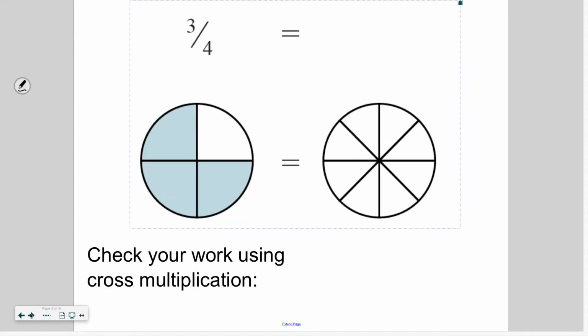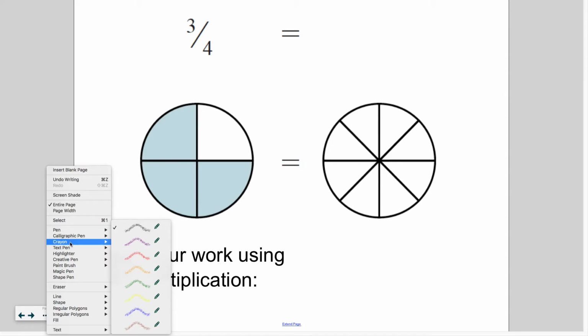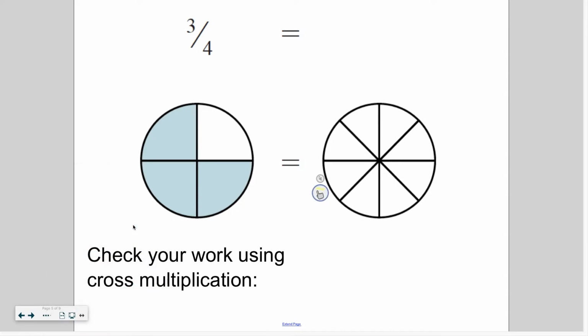So let's try one together. 3/4, and we have 1, 2, 3, 4, 5, 6, 7, 8. We have eighths again. So I want to compare these two fractions. So what do I do first? Thinking back to what I did, we're going to shade in this model. So I want to shade in the same amount that I see. So I see this whole left side is shaded in, and then this bottom portion here on the right.